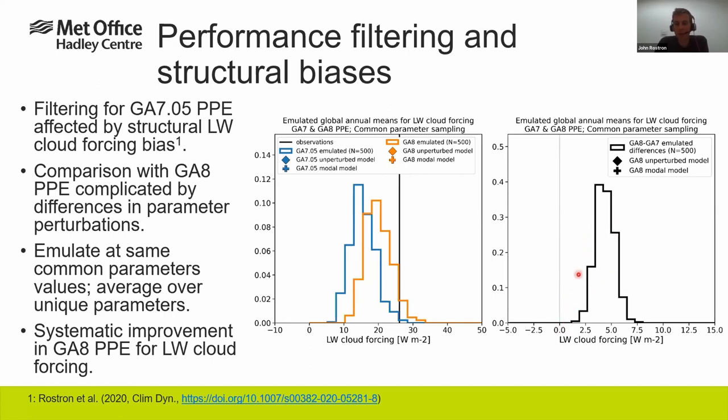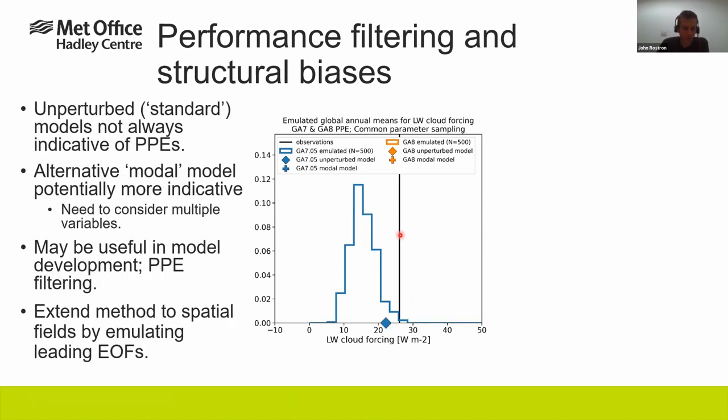So this is showing that there's a systematic shift in the long wave cloud forcing between these two ensembles that's occurring across the parameter space, where the GA8 PPE is moving more towards observations than GA7.